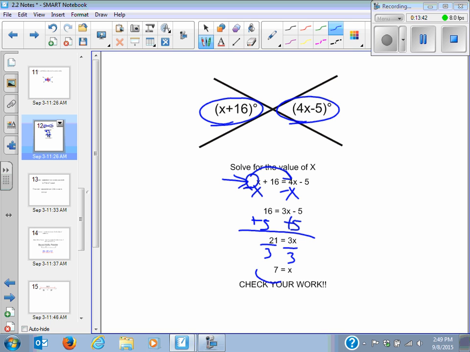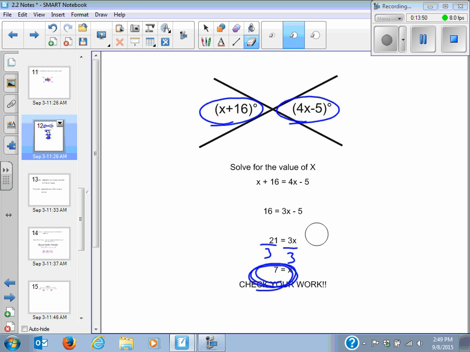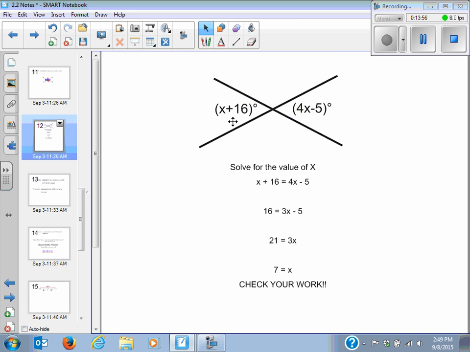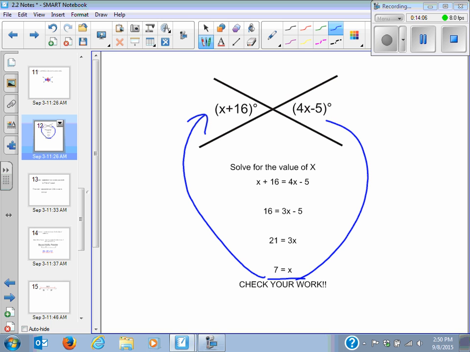Now this answer was actually x equals 7. I'm done. The reason that I am done with that answer is because it actually said what is the value of x. It did not ask me for what is the value of the angle. Now I can check my work because I know if I plug this x in here and when I plug it in here, those values should end up being the same number.